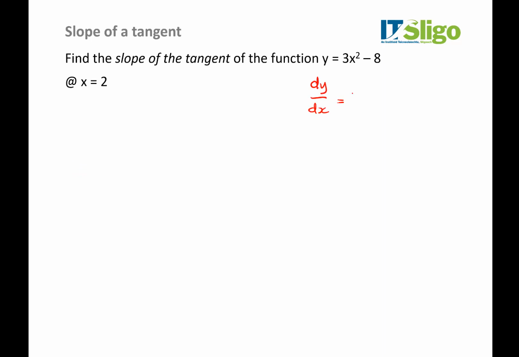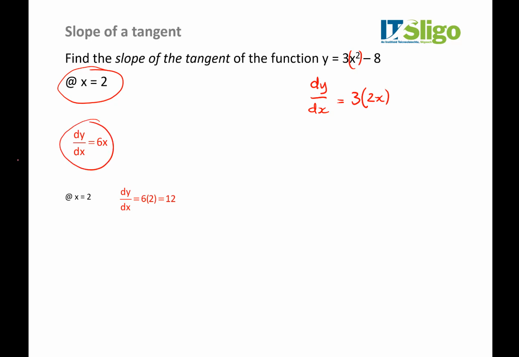In this case, the 3 stays. We differentiate x squared. So dy/dx is equal to 6x. And now we're just interested in what's the slope at x is equal to 2. We feed 2 into our red function, our slope function.